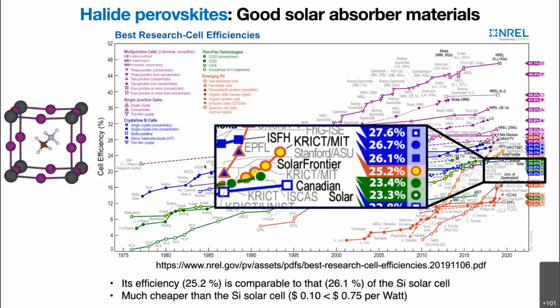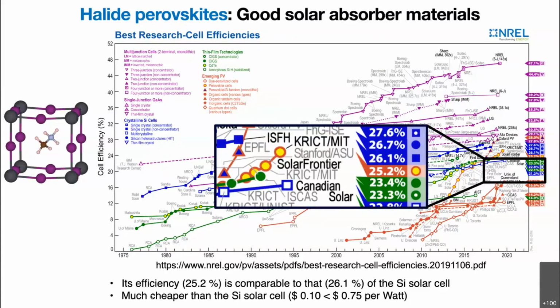So maybe some of you are familiar with this solar cell efficiency chart. This chart is from the NREL website. If you look at these yellow points, they correspond to the solar efficiency of halide perovskite solar cells, and this blue point is the silicon solar cell efficiency. So this efficiency approaches the silicon solar cell efficiency. It's almost the same now. So this is really good.